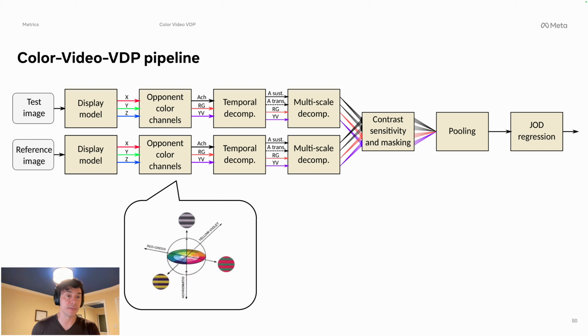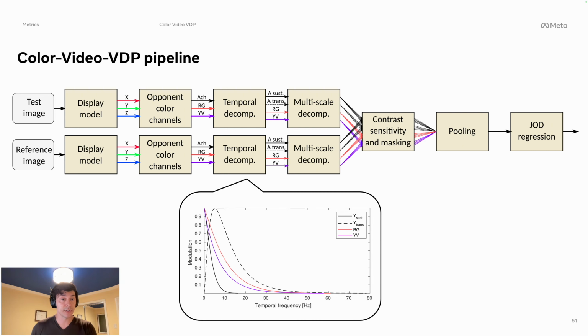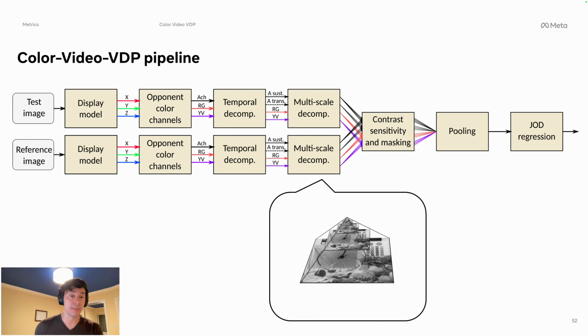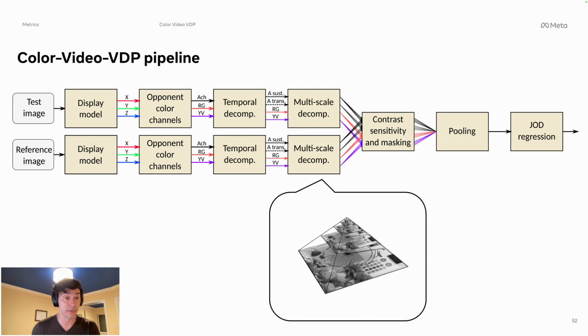The next step is converting into opponent color channels that are modeling how human vision works for color. After that, we do a temporal decomposition, and this one has a sustained and transient channel for luminance, and then 2 color channels for the chromatic portion. And this is based on the vision science of how our temporal vision works. Following that, we have a multi-scale decomposition, which is achieved by means of a pyramid.